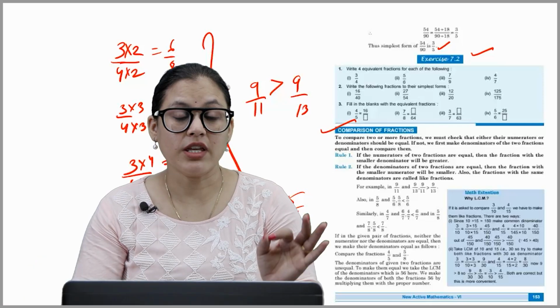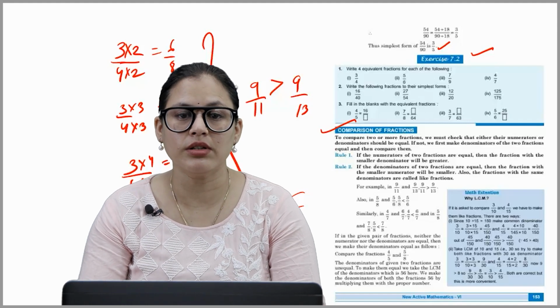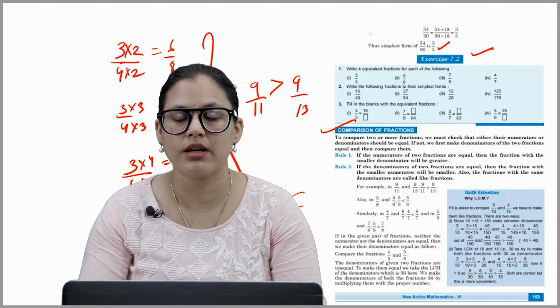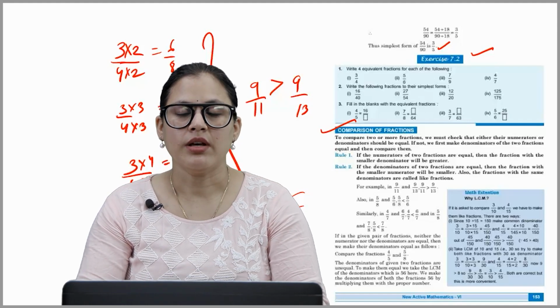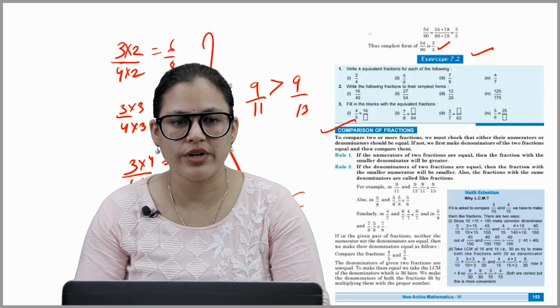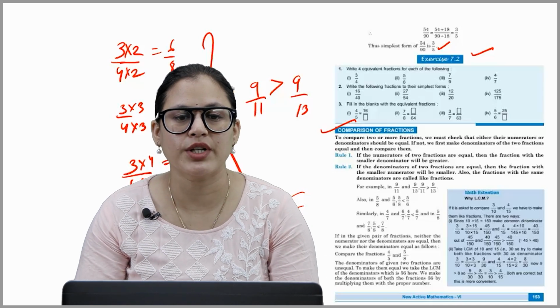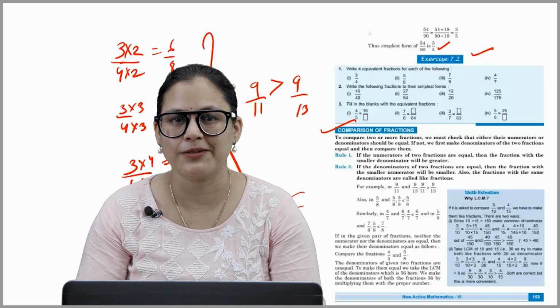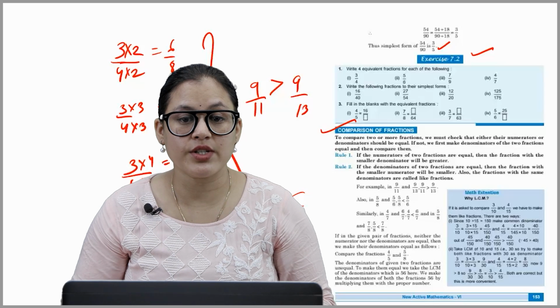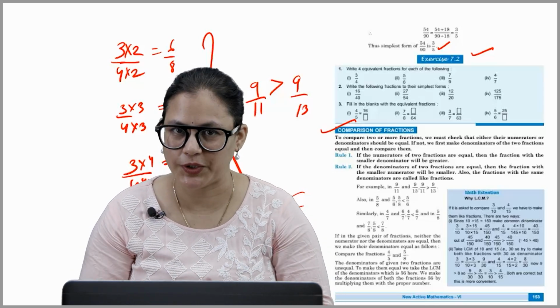If in the given pair of fractions, neither the numerators nor the denominators are equal, then we make the denominators equal as follows. Compare the fractions 4 by 7 and 5 by 8. The denominators of the given 2 fractions are unequal. To make them equal, we take the LCM of the denominators, which is 56 here. We make the denominators of both the fractions 56 by multiplying them with the proper number.